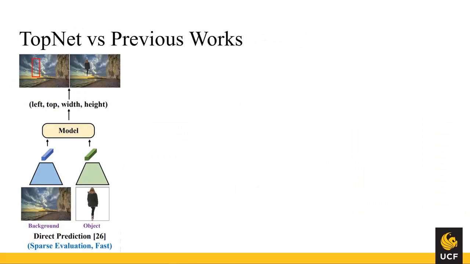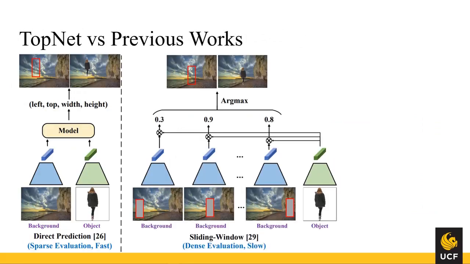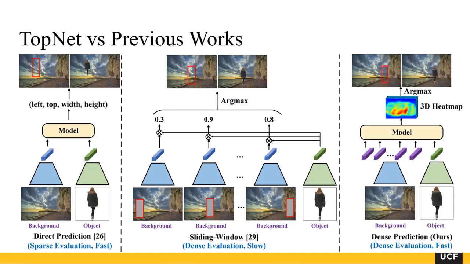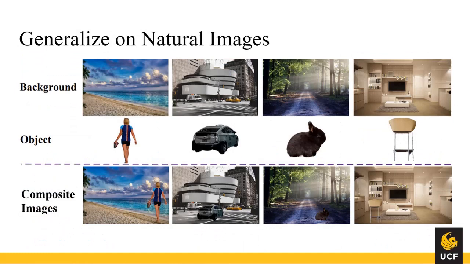Existing works either generate candidate bounding boxes or apply sliding window search using global representations from background and object images, which fail to model local clues in the background. We propose to combine local features of the background and global feature of the foreground to generate a 3D heat map, indicating the compatibility of all the locations and scales. Here's an example of our method generalizing on natural images.